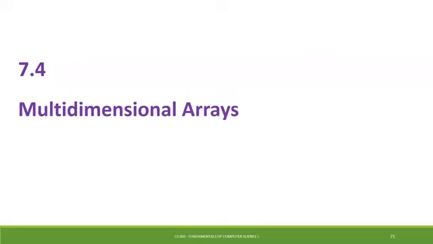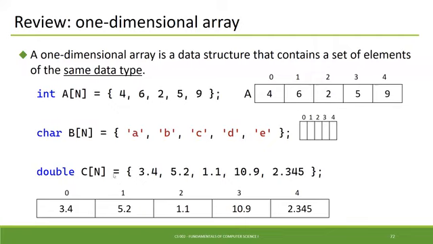Okay, guys, let's start again. This time, section 7.4, multi-dimensional array. Let's review the one-dimensional array. These are examples of one-dimensional arrays. So look at this one. A one-dimensional array is a data structure. Data structure means some collection of data, how to collect the data.